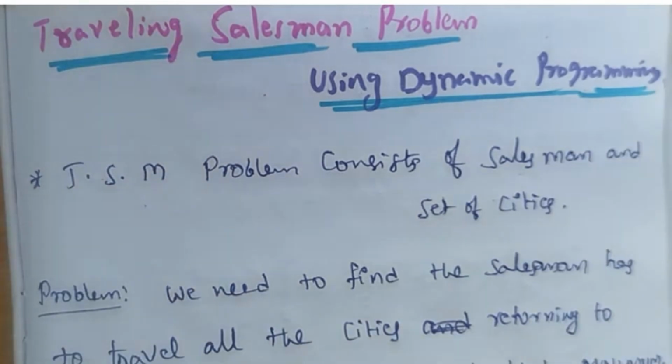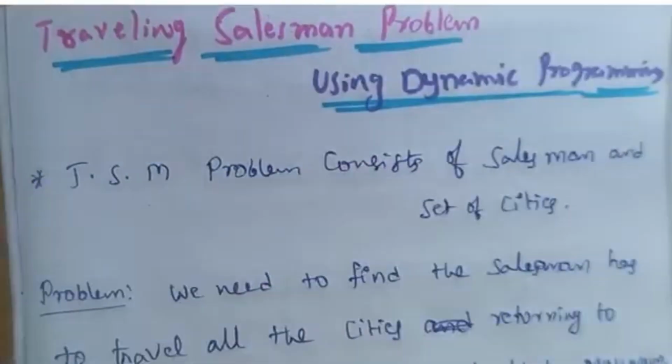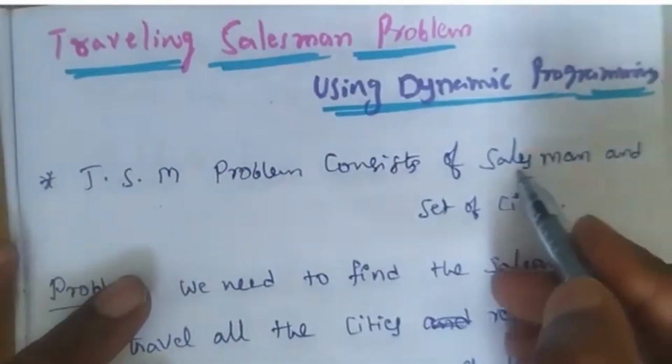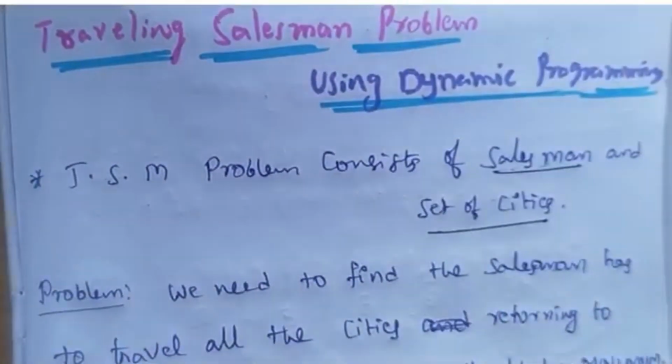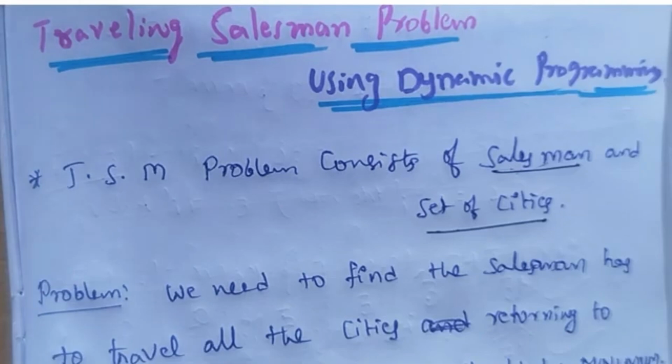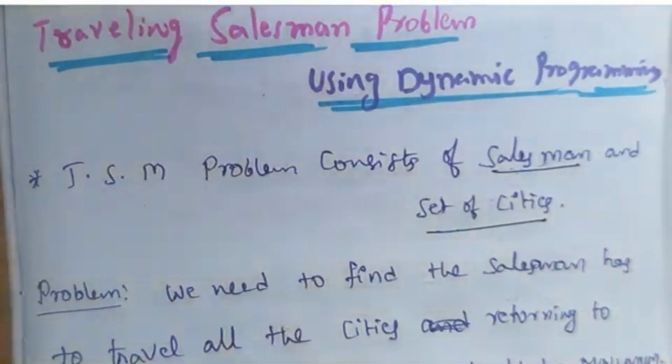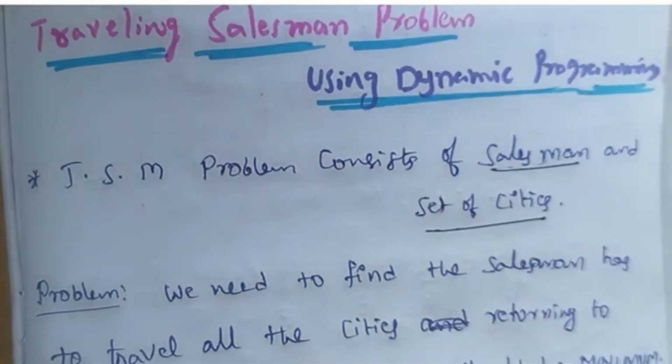Now coming to our topic, the traveling salesperson problem using dynamic programming. In the last class we saw the all pairs shortest path problem using dynamic programming. Here, what is the problem? The traveling salesperson problem consists of a salesman and a set of cities. The salesman has to sell his products, so he has to travel to all the cities and sell his products. That is the salesman and cities problem.